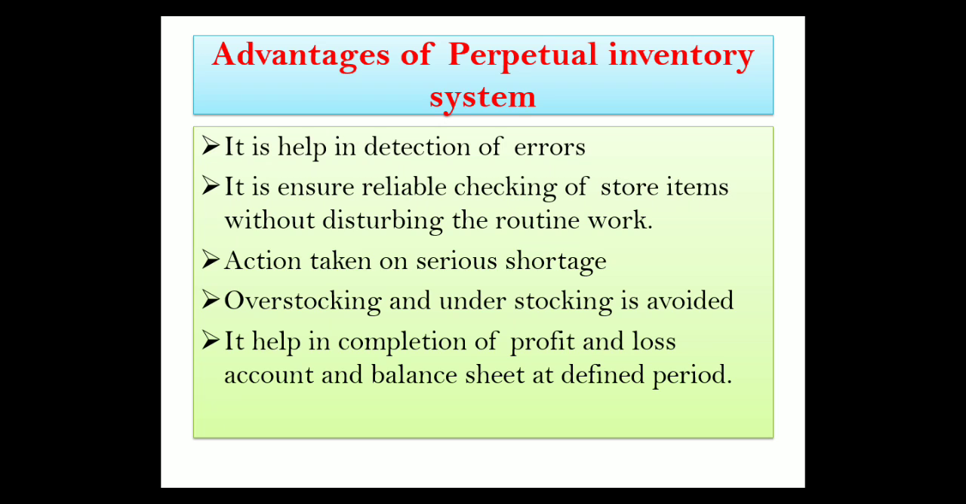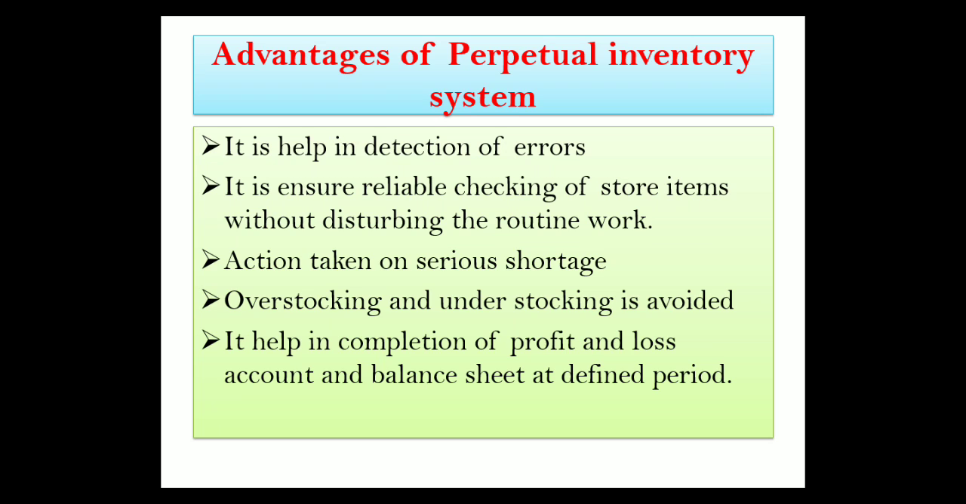Then there are certain advantages of the perpetual inventory system. It helps in detection and immediate rectification of clerical errors. It ensures a reliable checking of store items without disturbing the routine work, so it is reliable to check the store items regularly. Timely action can be taken on serious shortages.